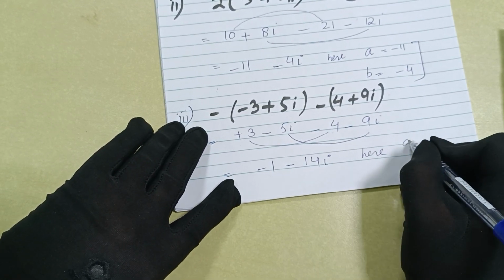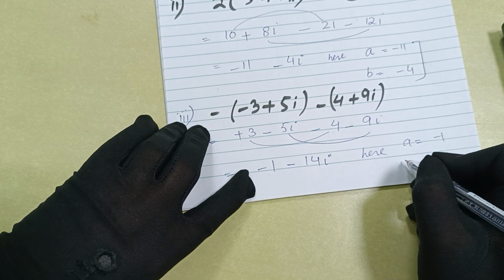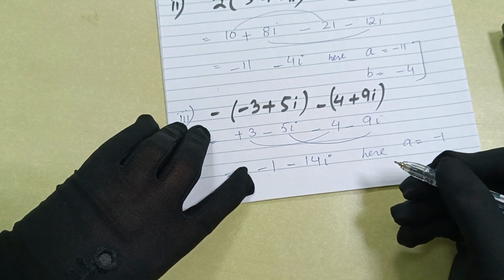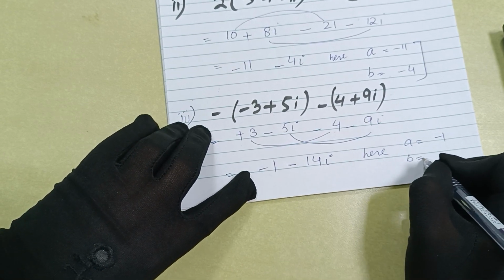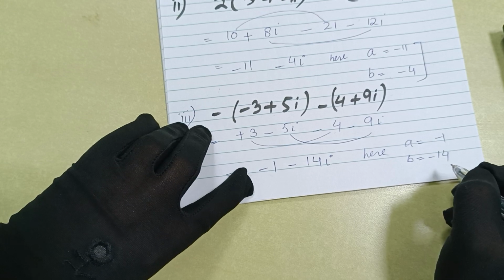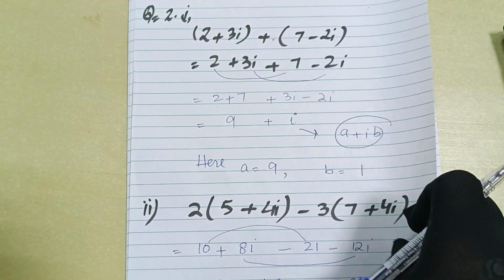And here a equals minus 1, the real part, because in standard form we are using a plus iota b or a plus b iota. So this is the real part a, and b, the imaginary part, is minus 14 here. Hopefully you understand the addition and subtraction in this part.